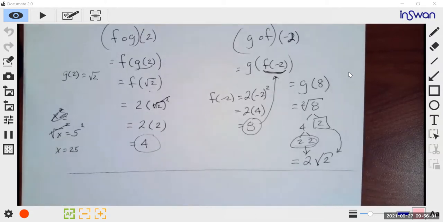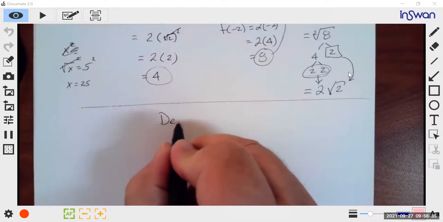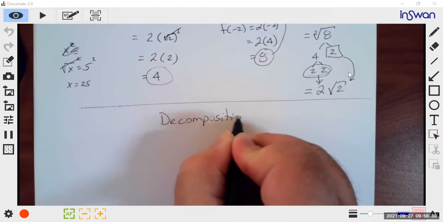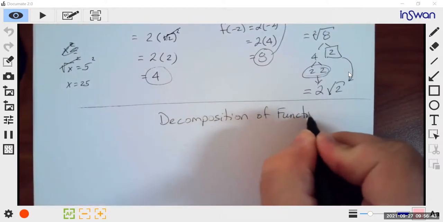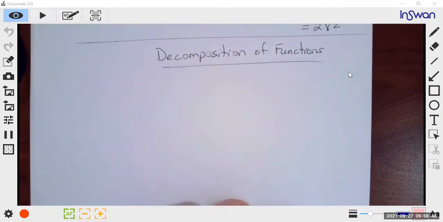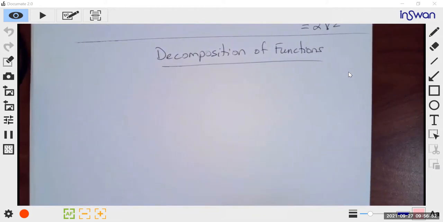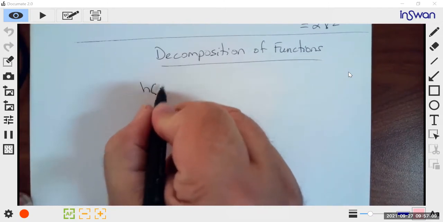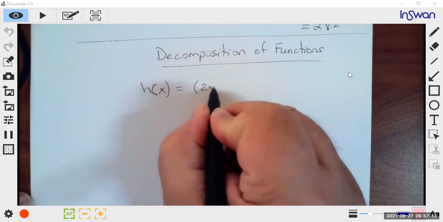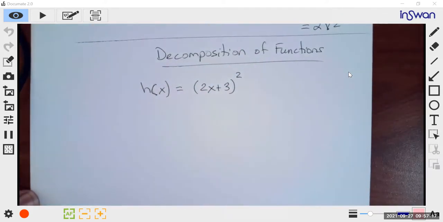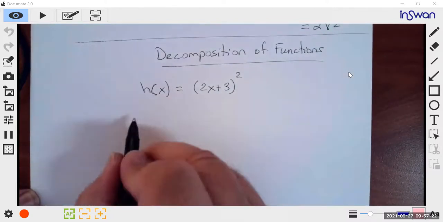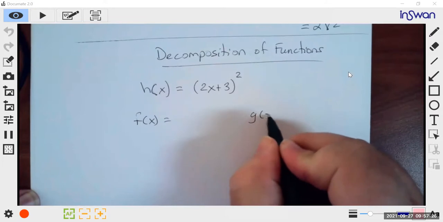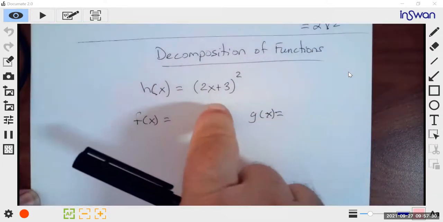What do you think the opposite direction is? Decomposition of functions. This method is used mostly in calculus courses where you have to know what a function is made up of, the smaller pieces. Let's say h of x is equal to 2x plus 3 squared. The decomposition is we have to try to find two functions that make that what it is.